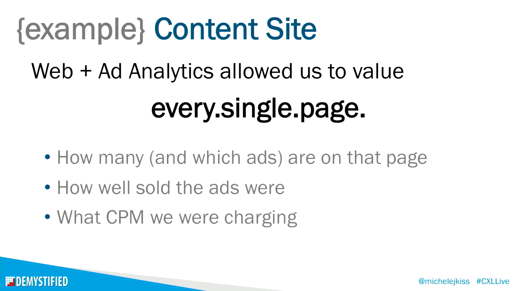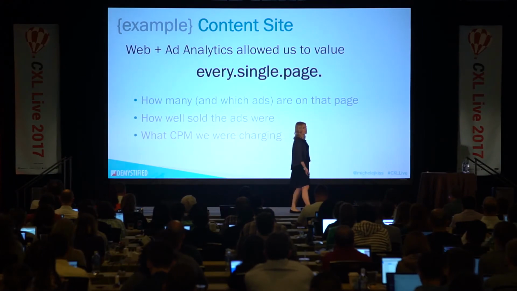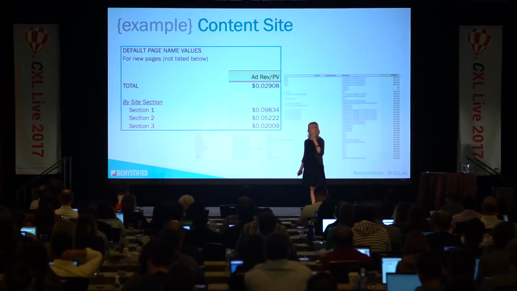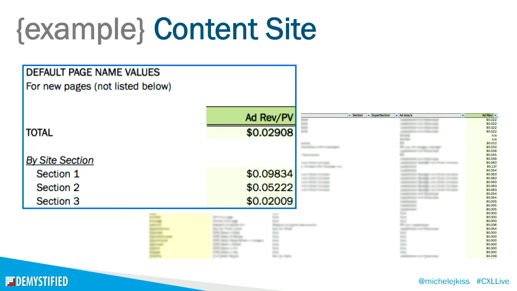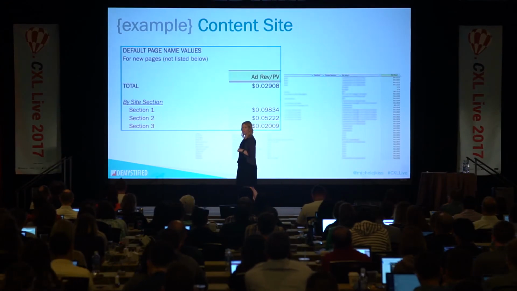By doing so, we were able to see, okay, how many ads were on the page? Which ads were they? How well sold were they? Because if we were just running a bunch of house ads, obviously even more page views there wasn't really going to help us revenue-wise. And what CPM we were charging for the ads on those particular pages. This allowed us to build kind of a lookup sheet where we could say, if we generate more page views in this area of the site, it's going to be this big a win because we are getting way more money for those ads than other ads in other areas. And it enabled us to actually do testing on a content site, which is sometimes a bit of a different business model.